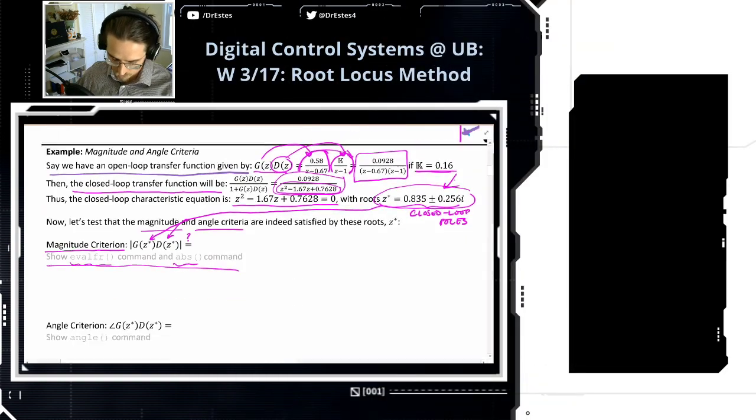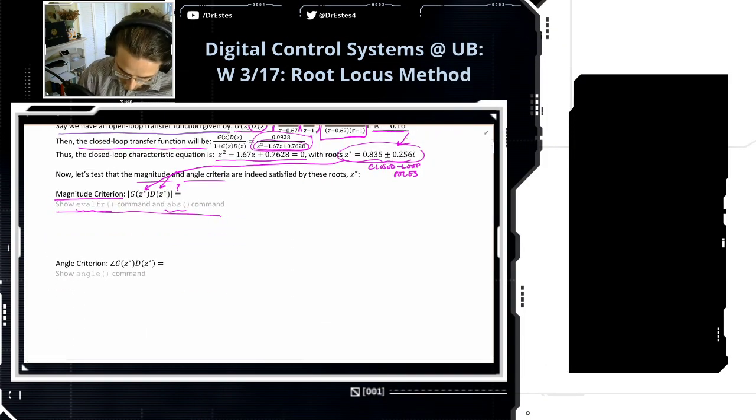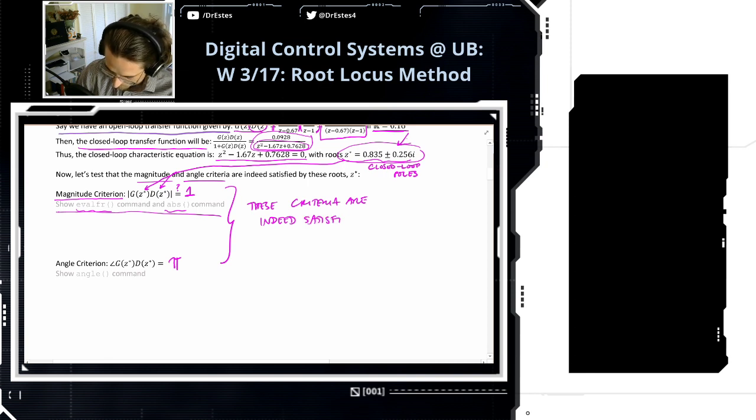Okay, so all this shows is, this was equal to 1, this was equal to pi. So the point is these criteria are indeed satisfied if Z is equal to Z star, if it's a closed loop pole.